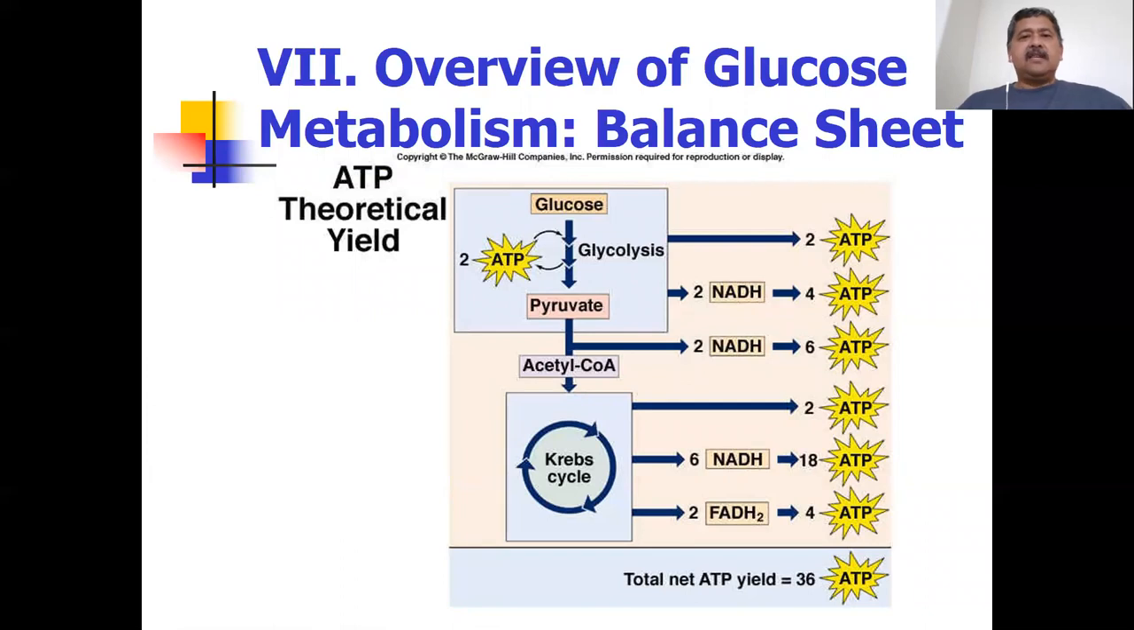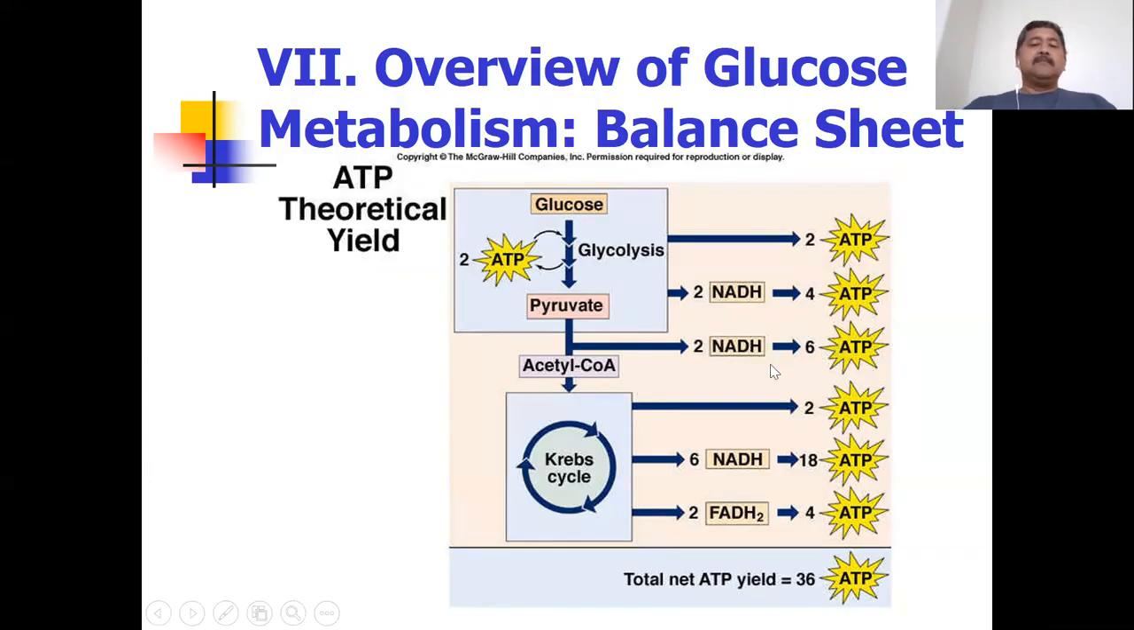So overall, it says overview of glucose metabolism, the balance sheet, and you can see it adds up to 36. And if we take a look at it, you can see here's the 2 ATPs through glycolysis. There they are right there. Through glycolysis, you also make 2 NADHs, which result in 2 times 3, 6 ATPs. But remember, these NADHs are in the wrong place, so it's going to cost you 1 ATP each. That's why this is 4. In the second set of reactions, the oxidation of pyruvate, no ATPs are made, but 2 NADHs are made. So 2 times 3 is 6.